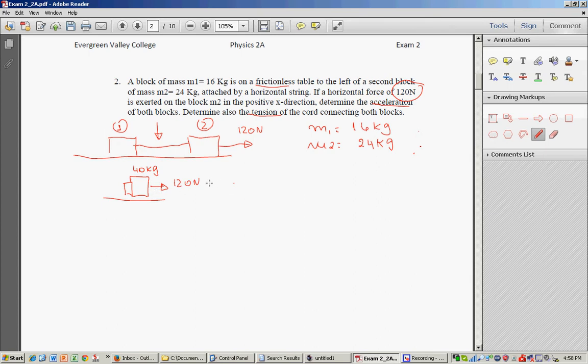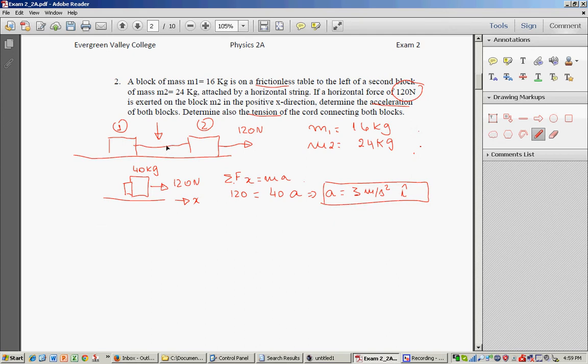So if you apply Newton's law on this situation, the sum of forces along the x direction is equal to ma. The only force is 120 newtons, since friction is not an issue, and it equals 40 kilograms times acceleration. Then we can derive the acceleration as being 3 meters per second squared in the positive x direction. So we can get that.